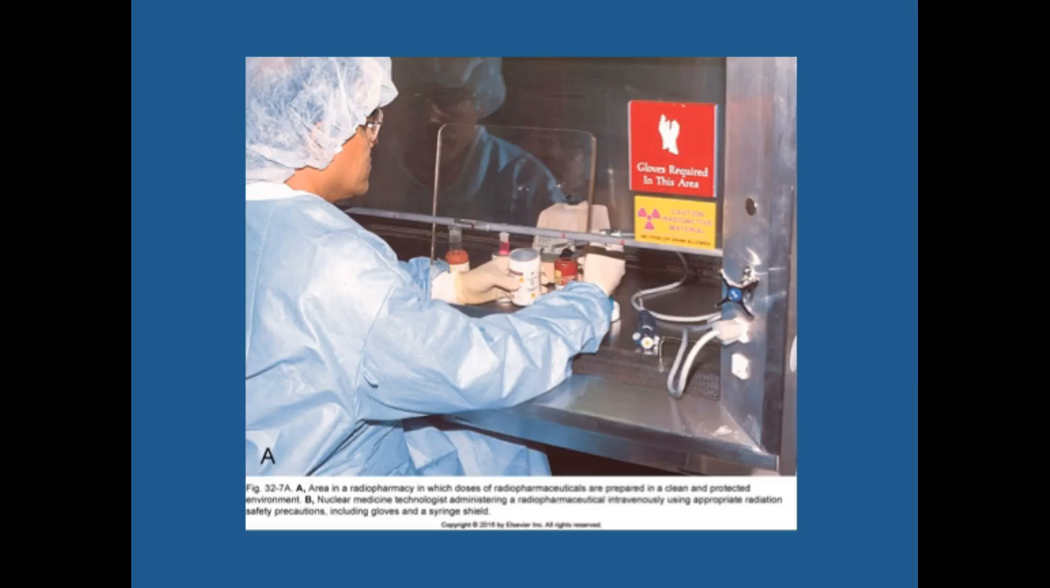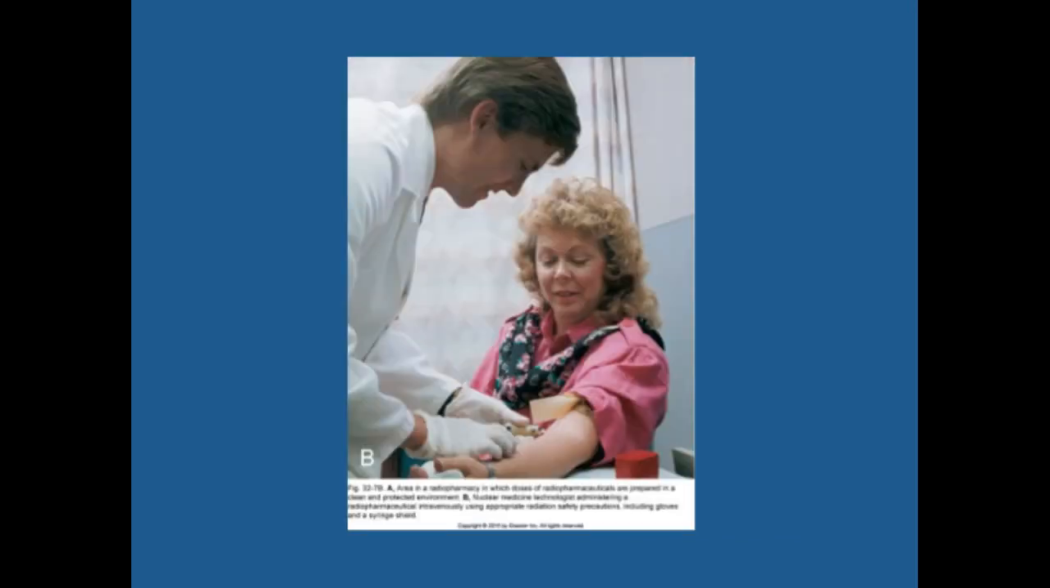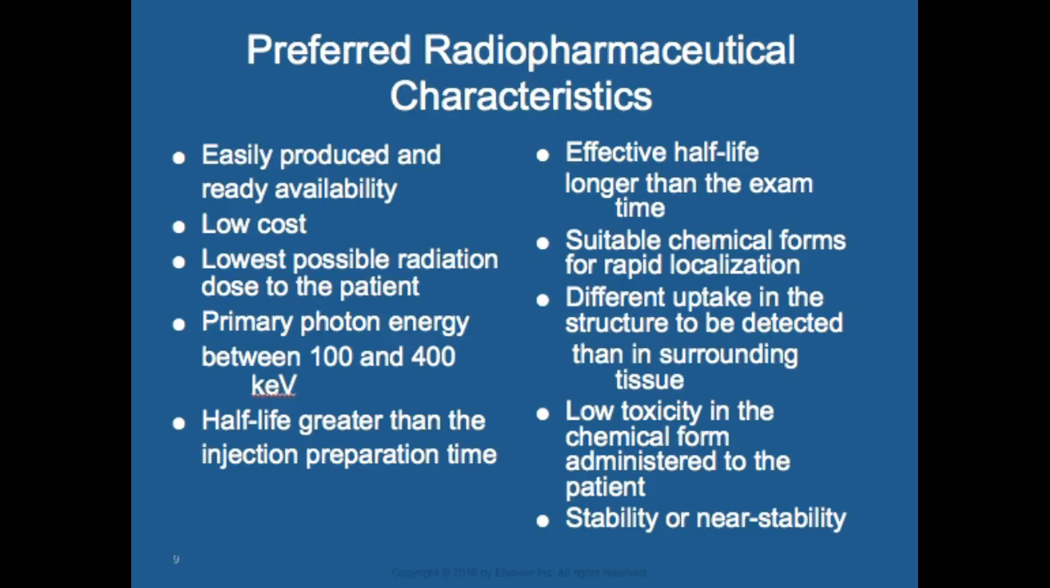So this gives you an idea of how the technologists handle the isotopes. They have to wear gloves and work behind a lead shield, and they typically have a dosimeter on their hand. Well, they should at least. Here's them injecting. They usually have leaded syringes that they use when they inject.